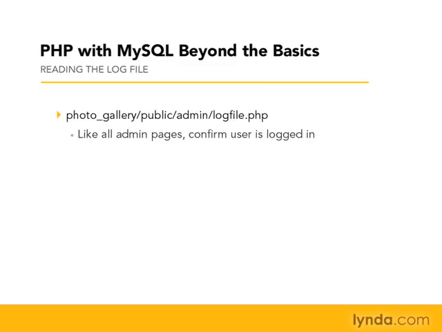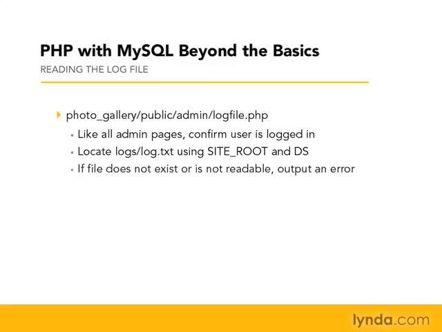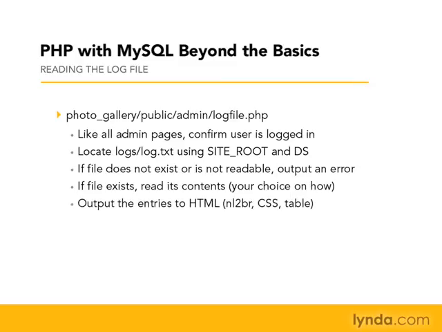Just like all the other admin pages, we're going to first confirm that the user is logged in already, because this is not something that non-logged in people should be able to do. And we're going to then locate that log file, and we're going to make sure we use siteroot and ds, the directory separator again. We're going to check if the file exists or not, check if it's readable or not, and then if it's readable, read its contents in. And we saw a couple ways to do that. I'll let you choose how to do it. And then output those entries to HTML so that we can view them in the browser.